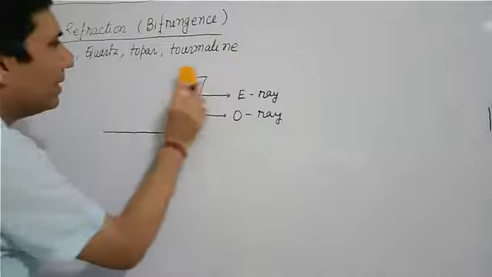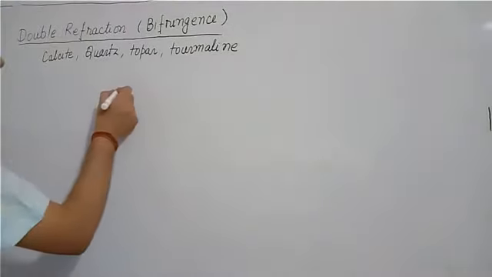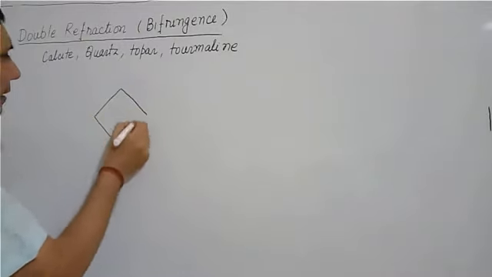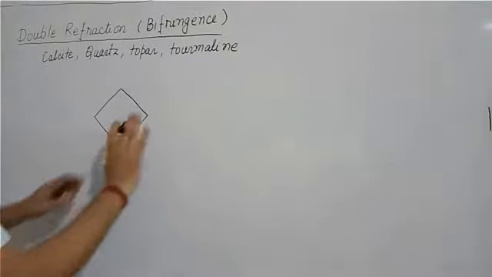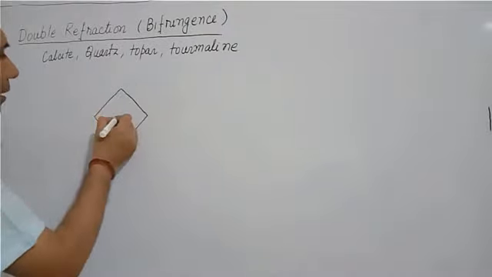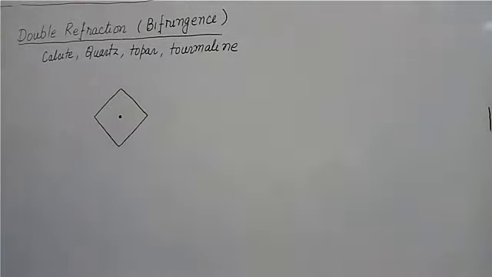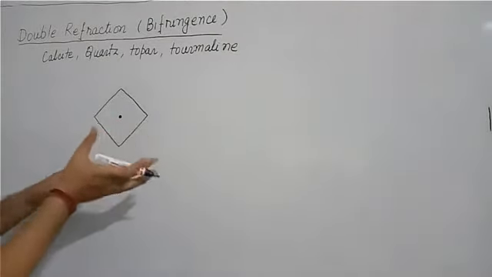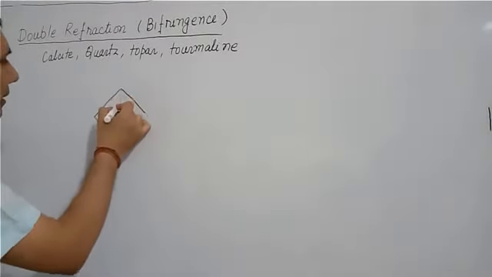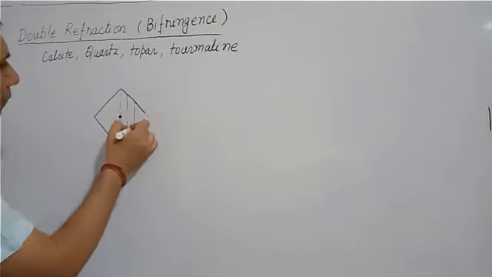This phenomenon can be easily observed if we have a calcite crystal like this. Here we have a calcite crystal. So first we will take a plain paper. On this plain paper we will draw a point. And then on this paper we will place a doubly refracting medium. Suppose this is the axis of this doubly refracting medium.